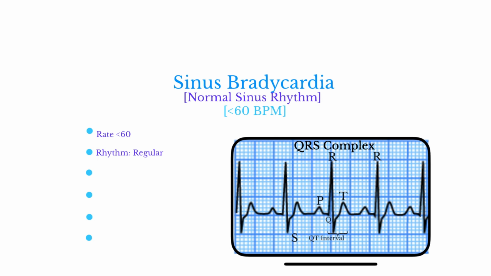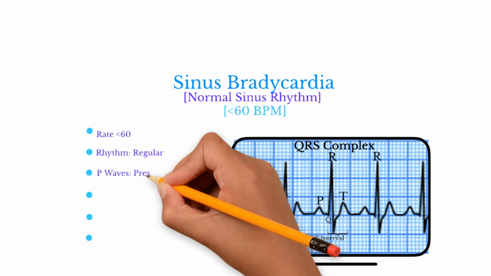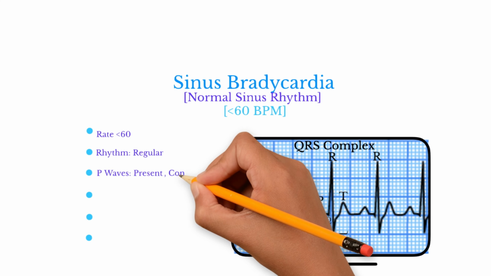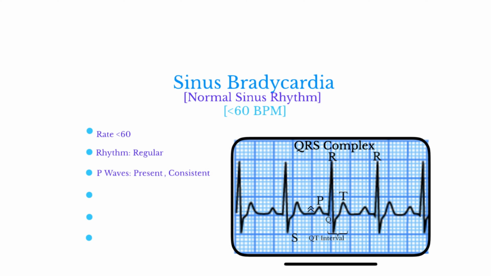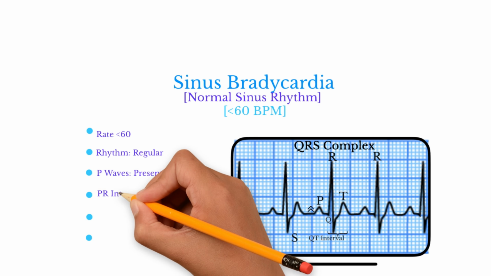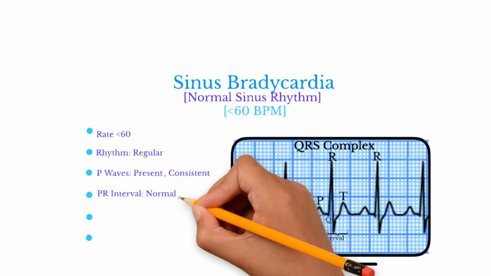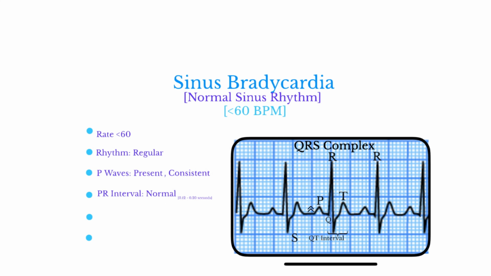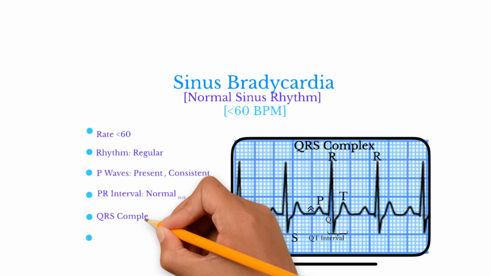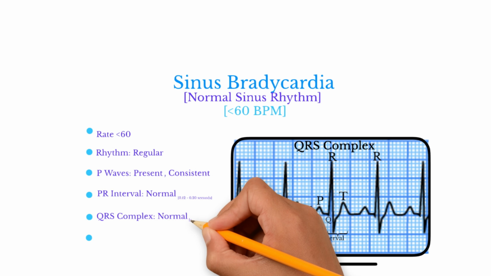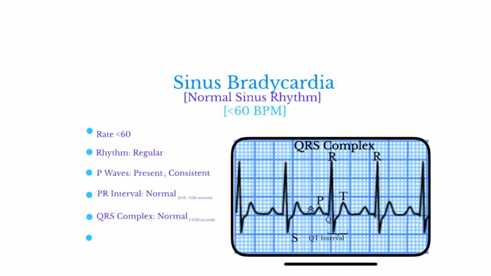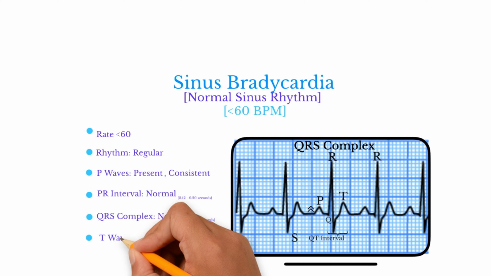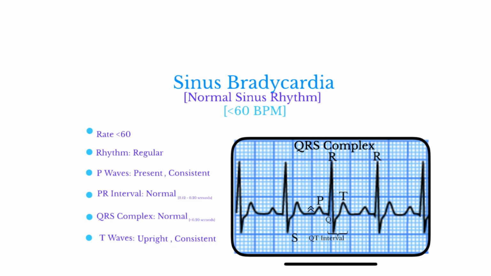The EKG features of sinus bradycardia are: the rate is usually less than 60, the rhythm is regular, meaning the R to R intervals are consistent when measured with a caliper. The P waves are present, upright, and consistent before each QRS complex. The PR interval is normal, between 0.12 and 0.20 seconds. The QRS complex is also normal, less than 0.12 seconds, and the morphology is normal, that is, the shape is normal. T wave is upright and consistent.